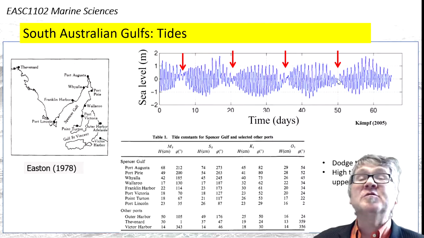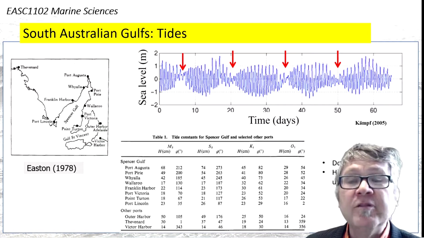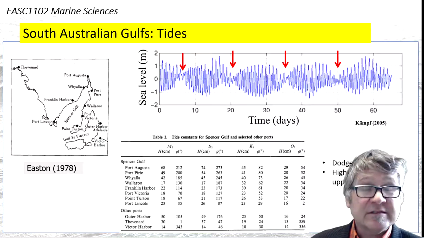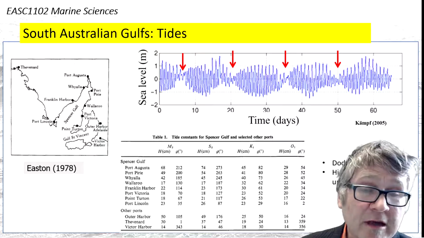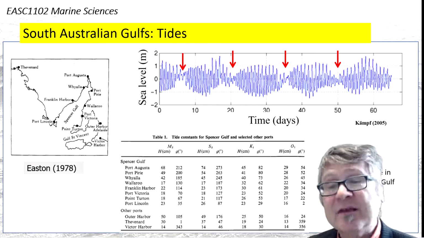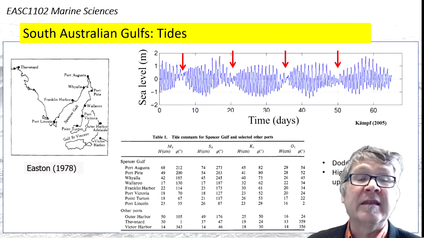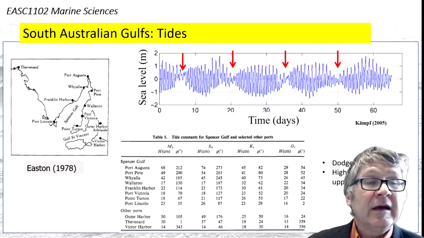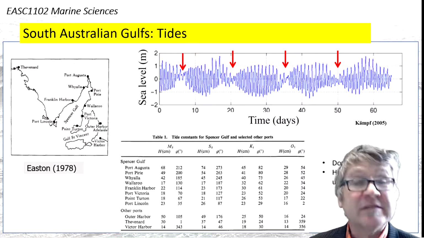So during these times we have the situation of reduced horizontal flows of waters due to the tides. Okay, and this is important. We call it the dodge tide. Okay, so there are two remarkable features: the tidal amplification in the upper Spencer Gulf, so you get enhanced tidal flows, but on the other hand, we have dodge tides. Okay, this is an extreme form of the neap tide. And here are the tides.